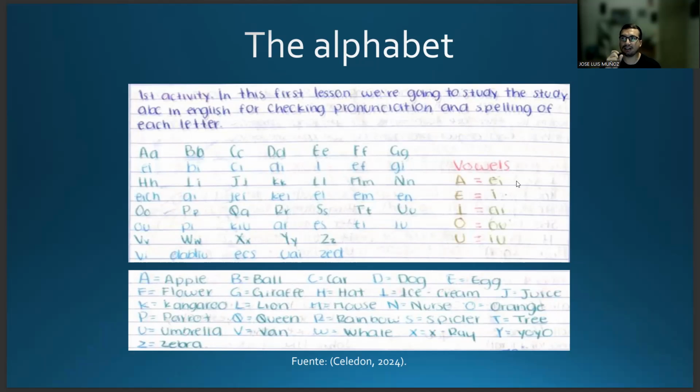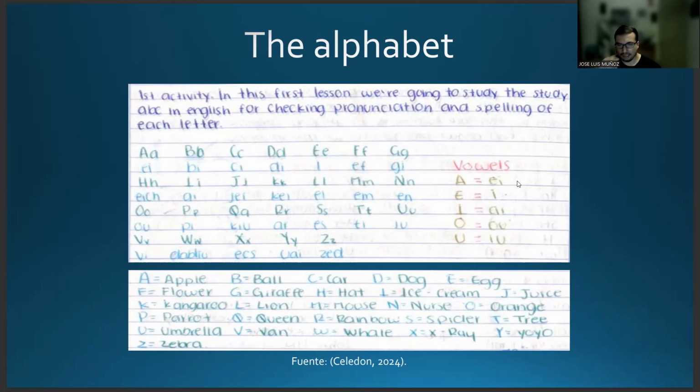Then we have the letter E. Then we have the letters I, O, U. They are very similar. This is like the same alphabet in Spanish as in English. There are some differences, because in Spanish we have the ñ, and in English we don't have that one. And also the pronunciation of the vowels and the consonants is different.